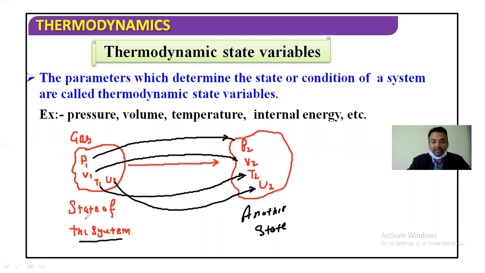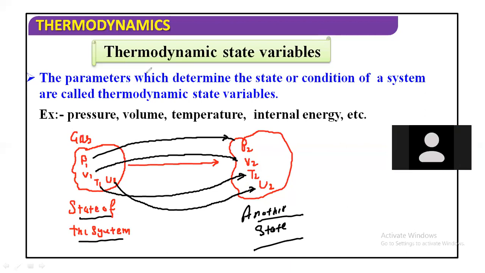In one particular state they have one set of values, and in another particular state they have another set of values. Because they change from one state to another, and can even go back to the original state, they are called thermodynamic state variables. Is it clear? They are called thermodynamic state variables because they can change their states.